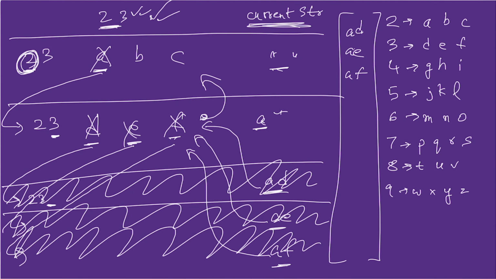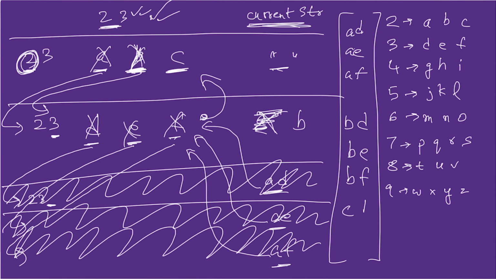Now over here we move on to the next character, which is B, and then we run the exact same thing, but this time our current string becomes B instead of A. And then we do the same thing: we add D to it, then we add E to it, and then we add F to it, and then B will be done, and then we'll move on to C, and it will do the same thing of adding CD, CE, and CF.